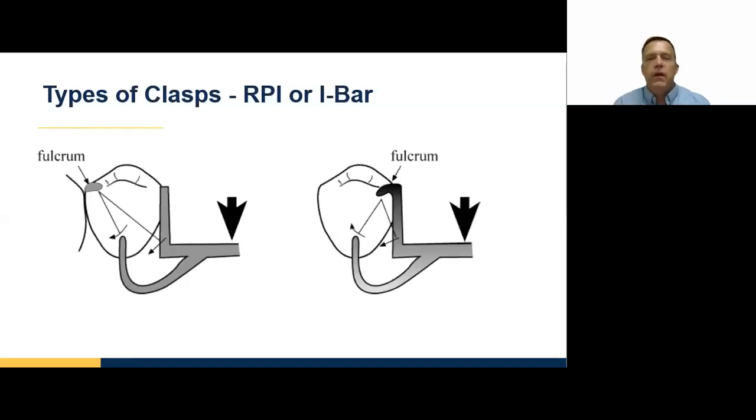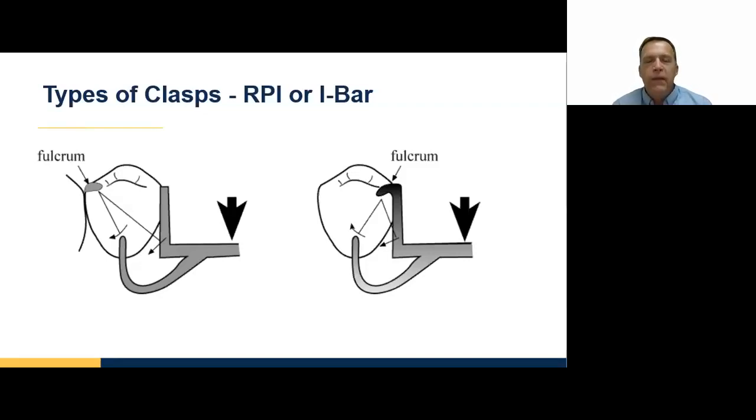RPI clasps. RPI stands for rest, plane, and I-bar. With an RPI, it always has a mesial rest and a distal guide plane, and it uses an I-bar for a retentive arm. Now, a lot of times people look at this, and me too, I used to think, oh, it's primarily for aesthetics.